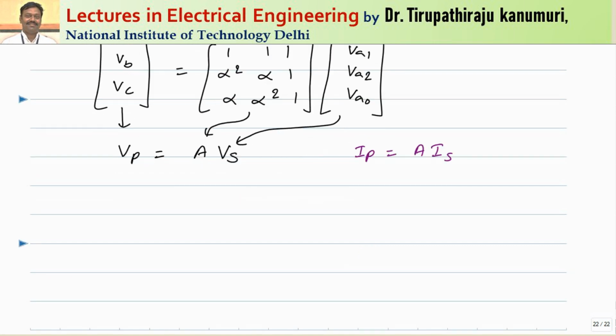So now let us try to calculate the complex power. So complex power, we have seen this will be nothing but Vp transpose multiplied by IP conjugate. So this I can write in this form because Vp is nothing but A times of Vs. So this one I am taking the transpose. So this one I am multiplying by IP. IP is A times of Is. So this I have to take the conjugate.